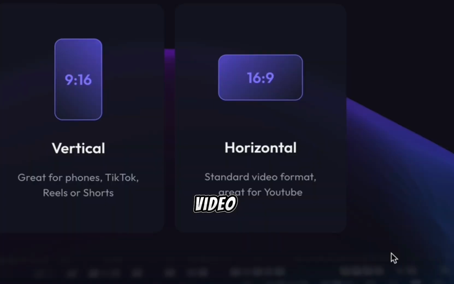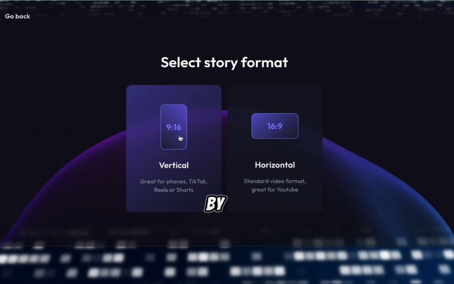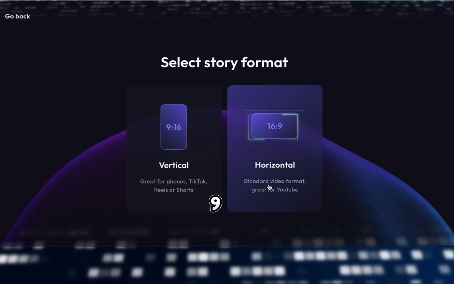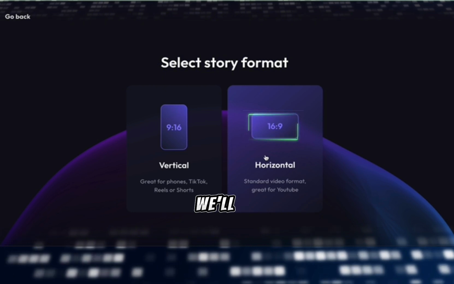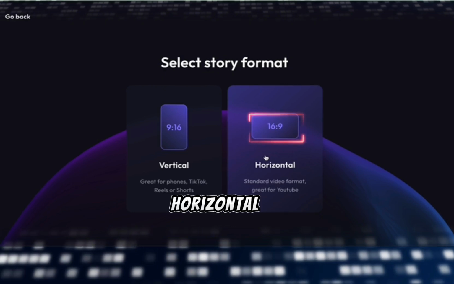Next, choose the video format. You can pick a 9:16 vertical format for TikTok, Instagram, and other social media, or a 16:9 horizontal format for YouTube. Since our video is for YouTube, we'll select the 16:9 horizontal format.